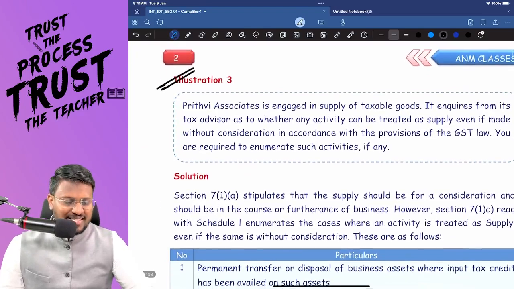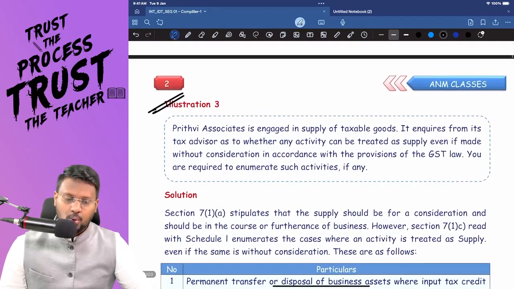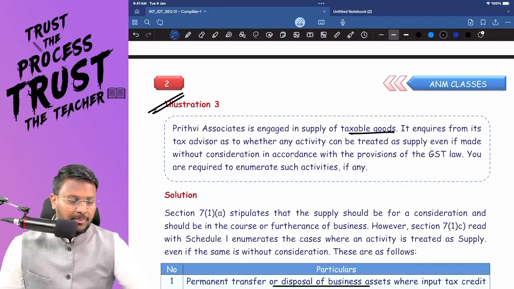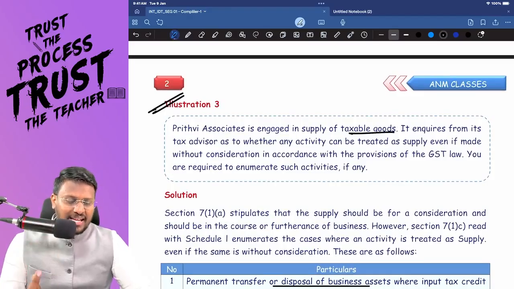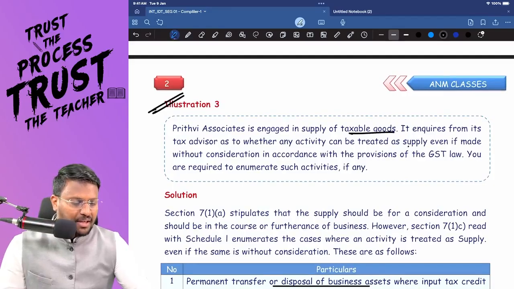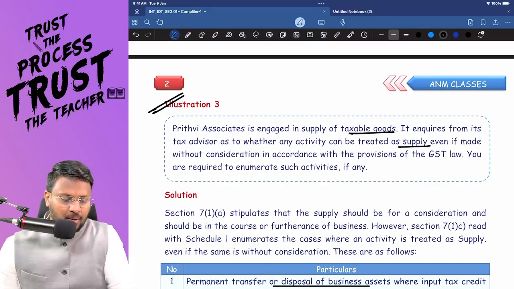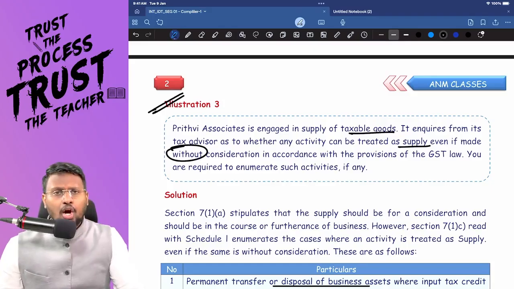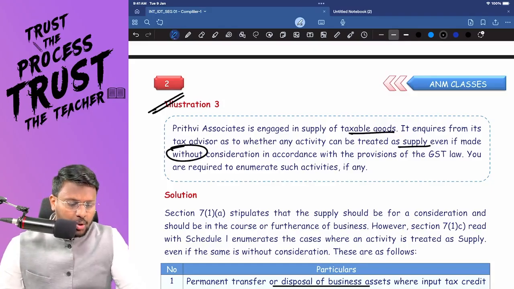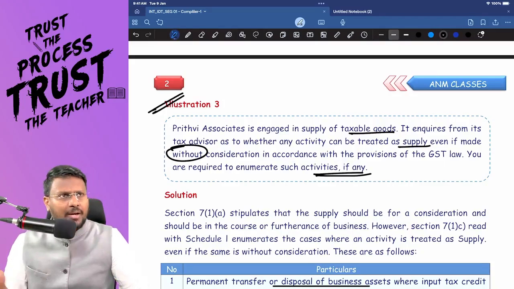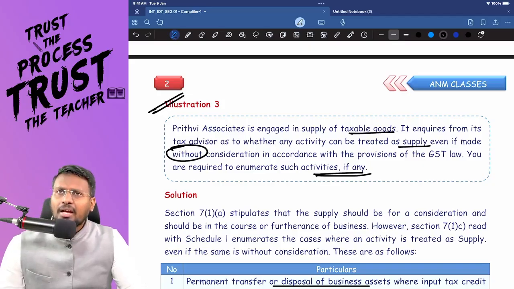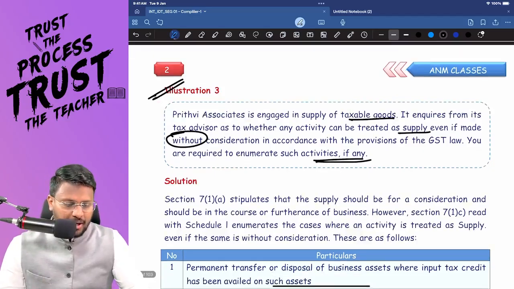Prithvi Associates is engaged in supply of taxable goods. It inquires from its tax advisor as to whether any activity can be treated as supply, even if made without consideration. In accordance with the provisions of GST law, you are required to enumerate such activities, if any, is the question. That means they are supplying taxable goods, my dear lovable students. If they are dealing with the taxable goods without consideration, will it amount to supply or not is the question.